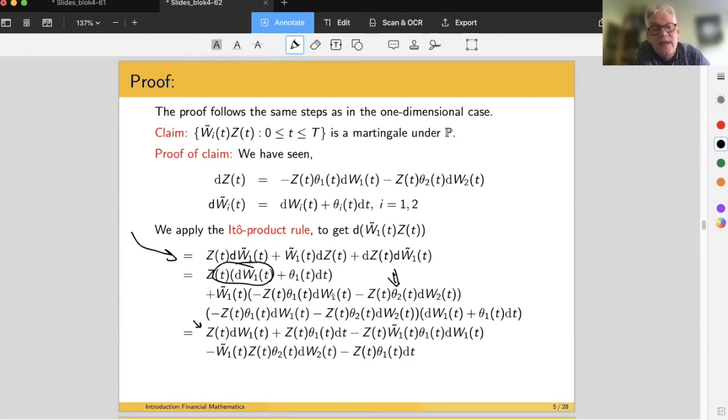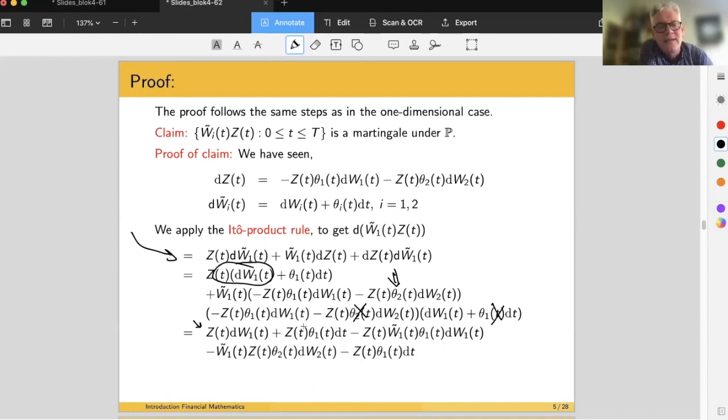in this, we have a mixed term that cancels out, dW_2t dW_1t is equal to 0. dW_2 dt is also equal to 0, so this one cancels out. This one times the last one cancels out, and the only one that remains is the dW_1t times this term here. So that is minus Z_t theta_1t dt. Remember dW_1t dW_1t is equal to dt. So that is what remains.